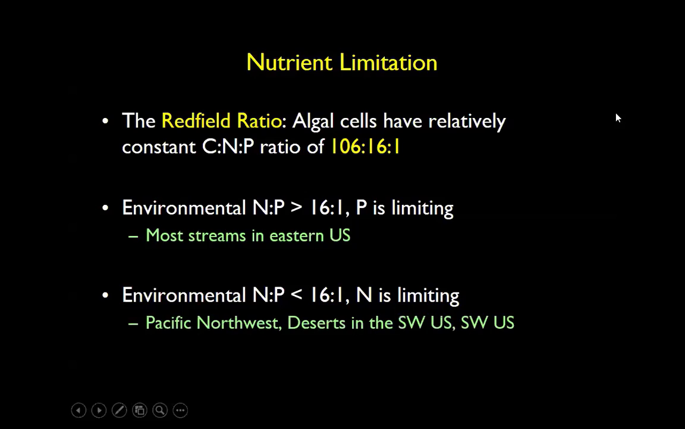So on the other side of the coast, on the left coast, Pacific Northwest, and then deserts as well, and a couple other spots, nitrogen is more limiting. So what do you think naturally determines which of these two is limiting? Like what factors?